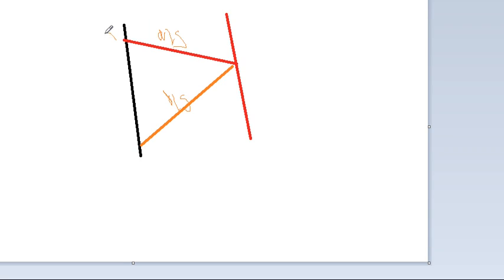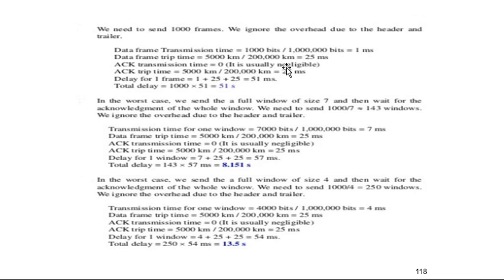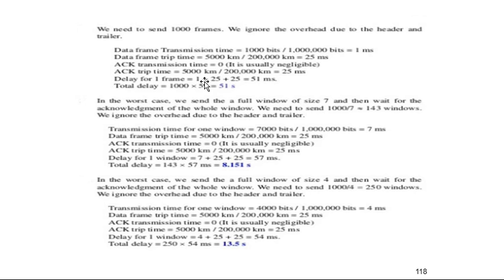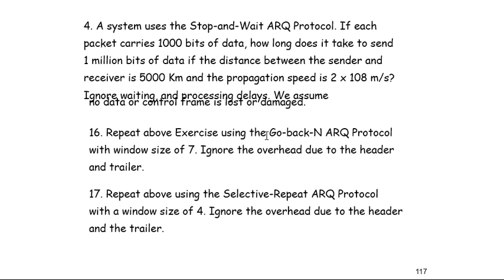Now transmission time over here plus propagation time, then transmission time over here plus propagation time. Transmission time over here was 1 millisecond, this is 25 millisecond, then 25 millisecond. Transmission time of the acknowledgement frame is approximately 0. So total time would be 1 plus 25 plus 25, so 51 milliseconds. Total delay would be 51.